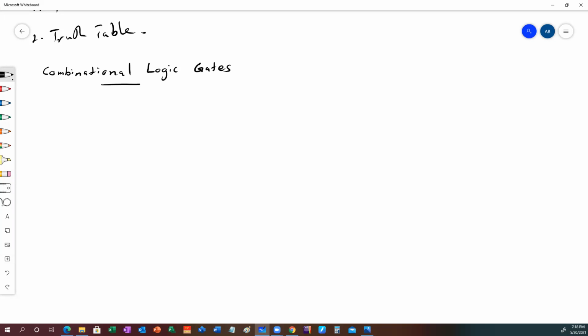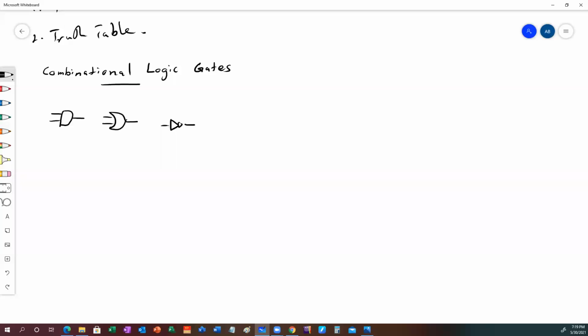Combinational logic gates. Combinational logic gates. Right. When we have combinational logic gates, that is created by 3 logic gates. Now you know this one is the AND logic gate. This is the OR logic gate, and this is the NOT logic gate.